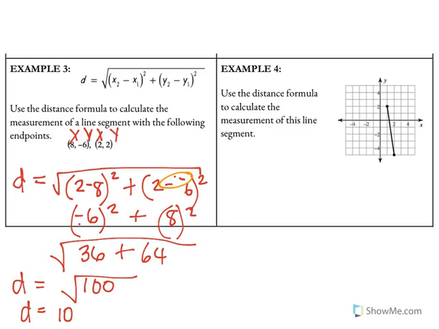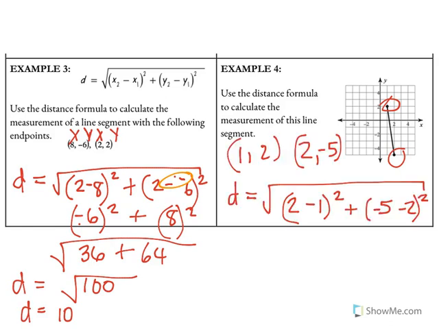Now remember, this is for when you don't have a line in front of you. You can't measure it. You need other ways to solve this problem. Example 4, we're using the distance formula to calculate the measurement of this line segment. This time it's actually drawn on a graph for us, so we're going to need to figure out what these points are and set up the distance formula once again. So I'm going to let you pause the video and set it up, and then we'll talk about how it's set up and solve it together.